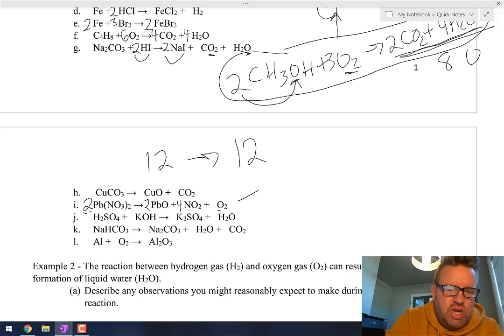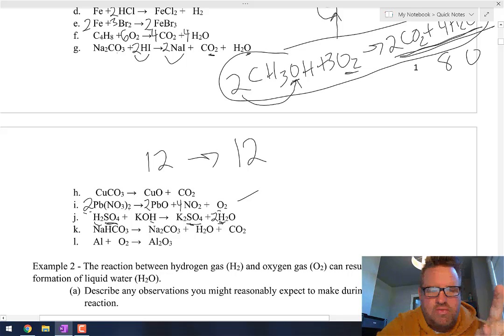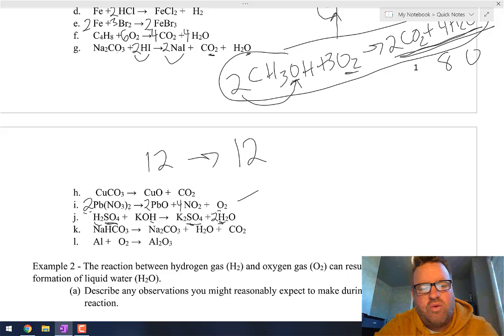Okay, letter J. You've got 2 hydrogens plus 1 more is 3, and here you only have 2. So I'm going to start by putting a 2 there because I know I'm going to need more. And then one of the tricks you can do is if SO4 is here and SO4 is here, don't think of it as 1 sulfur and 4 oxygens. Think of it as I have 1 SO4 on one side, I have 1 SO4 on the other side. That'll make things a little bit easier for you.